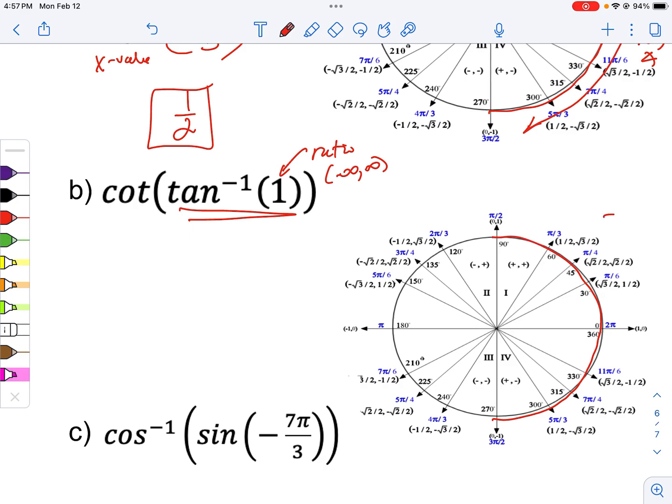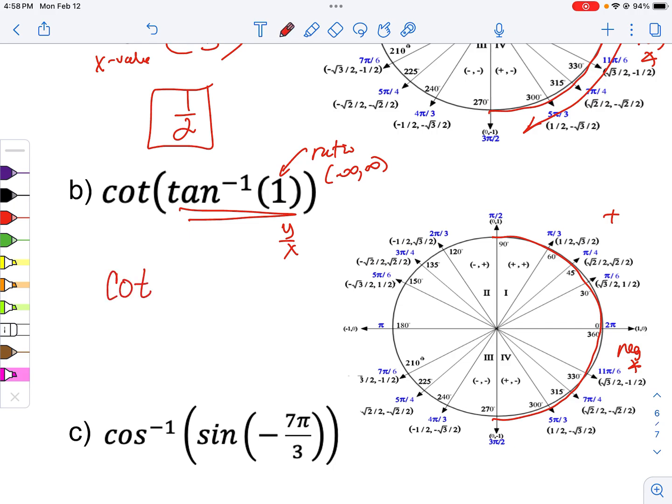pi over 2. Any angle up here is going to be just the positive angle that you see. But any angle down here, we have to rewrite it as a negative angle. So 11 pi over 6 or 7 pi over 4 can never be answers. We have to refer to them as the negative angle. So I know that tangent is y over x. And I know in order to get 1, the y and the x value have to be the same. Well, tangent's positive up here in quadrant 1. So we got to look for where y and x are the same, which only happens at pi over 4.